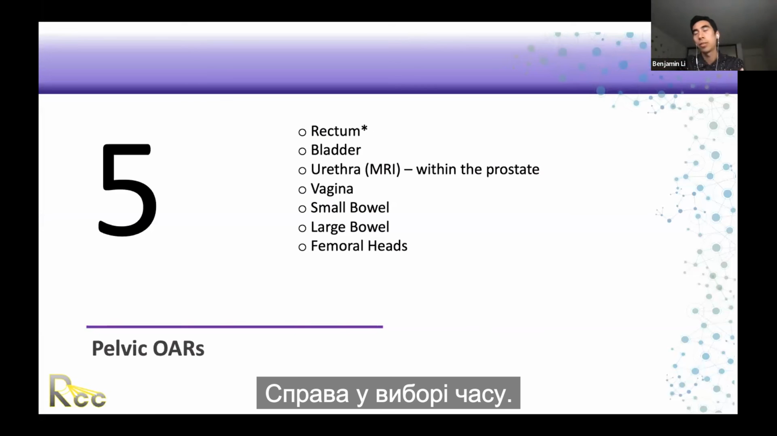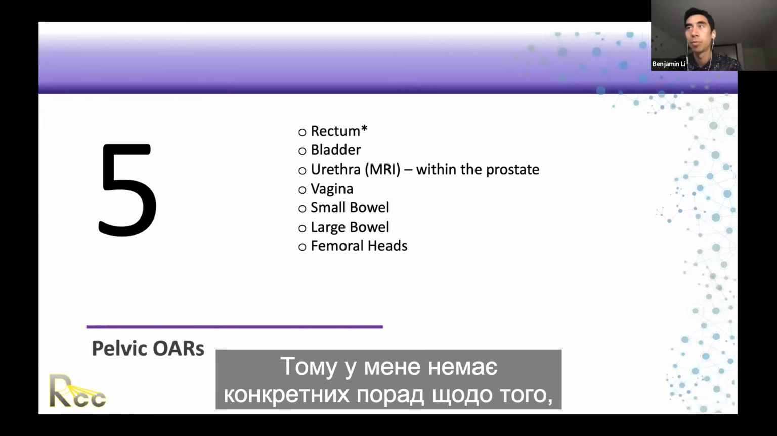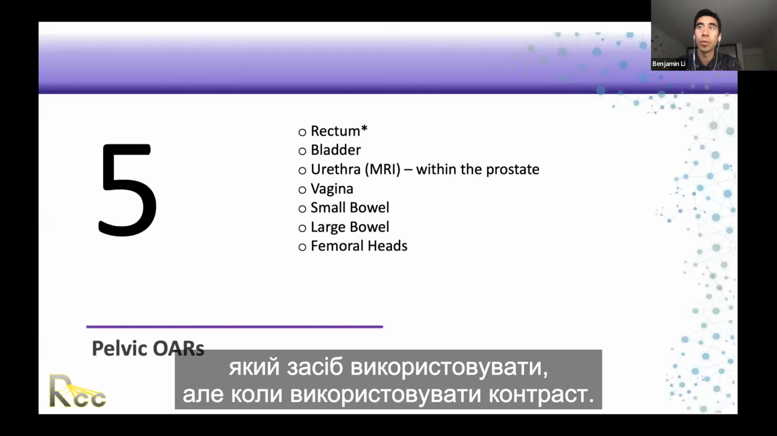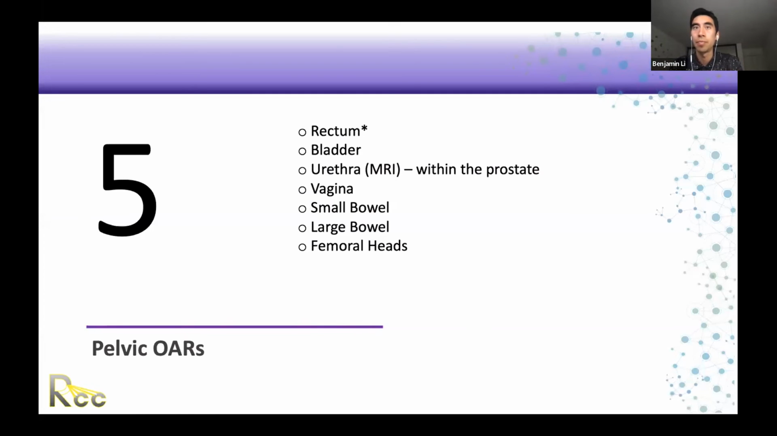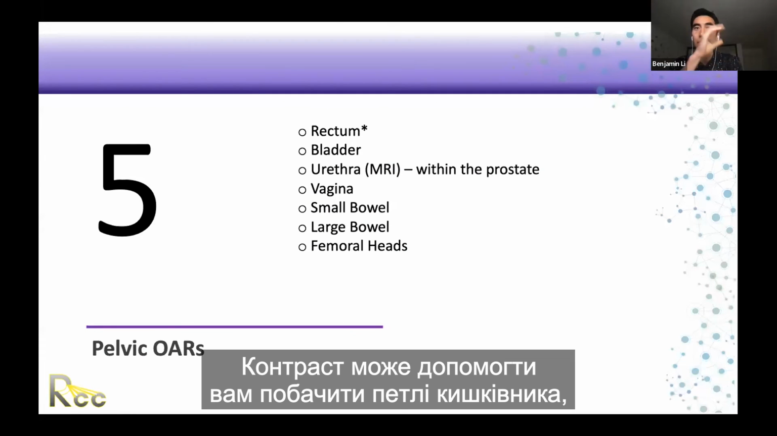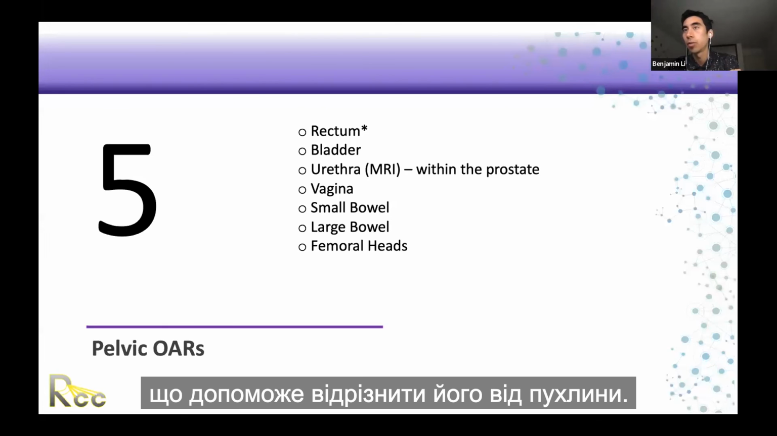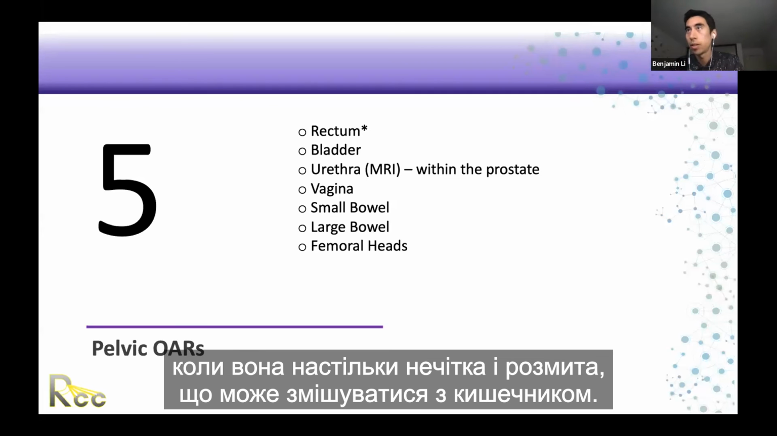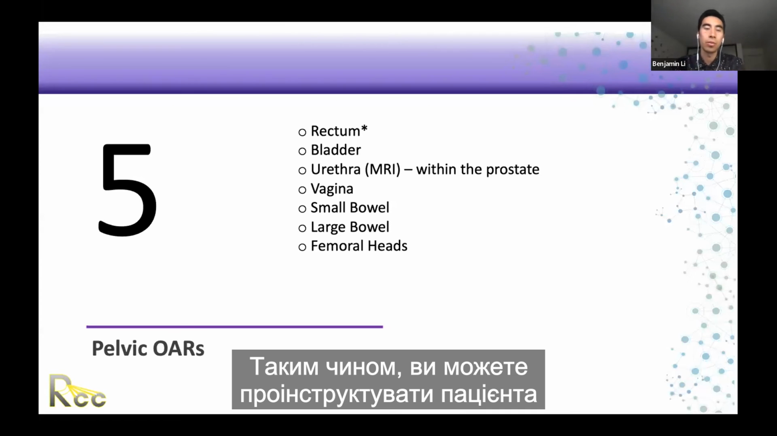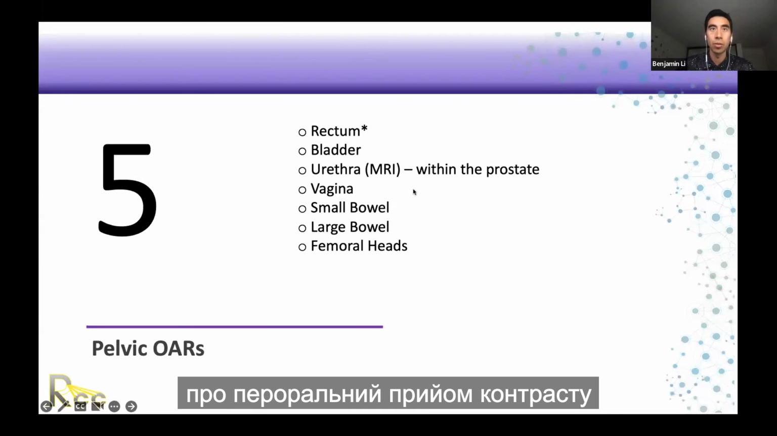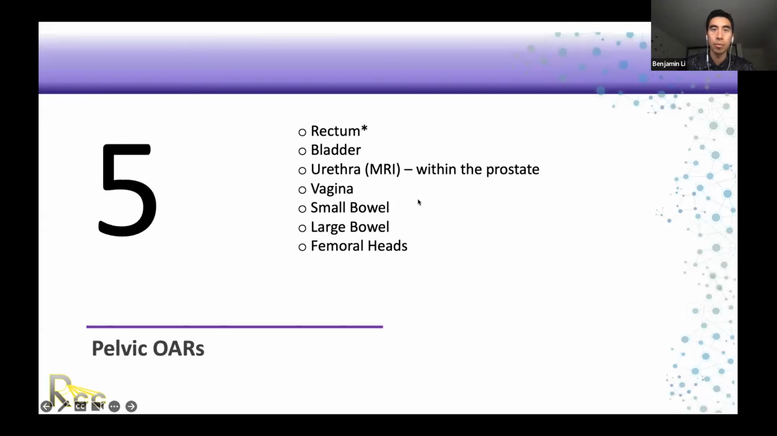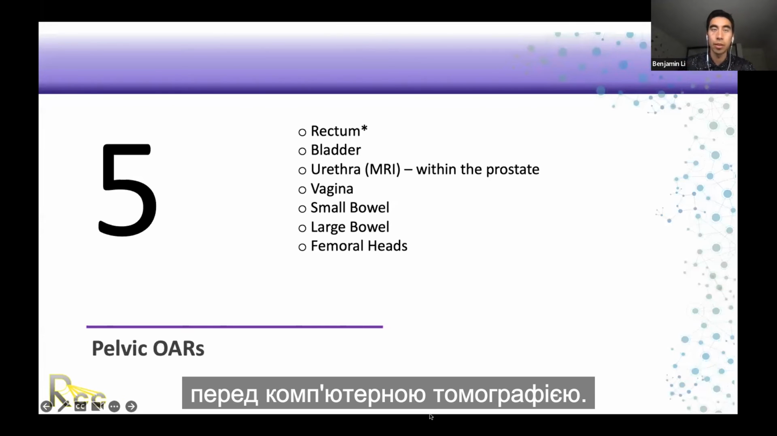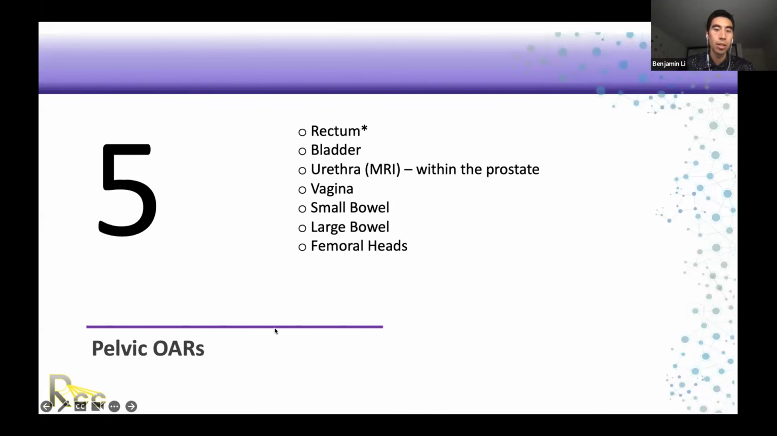It's about timing. So I don't have particular advice about which agent to use, but when to use contrast. Contrast can help you see the loops of bowel, which can help you distinguish it from tumor. So that's really helpful in pancreas cases, where the pancreas is so fuzzy and hazy, and it can really blend with the bowel. So you can instruct your patient to take oral contrast before CT simulation.